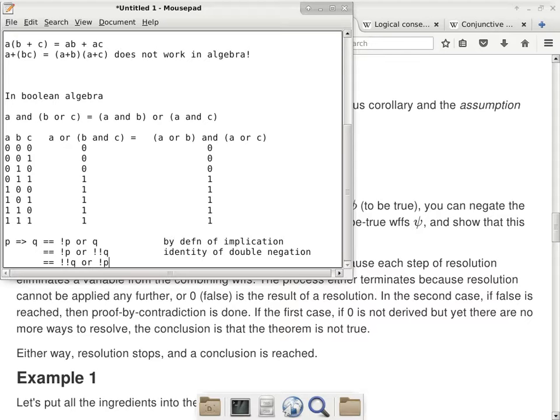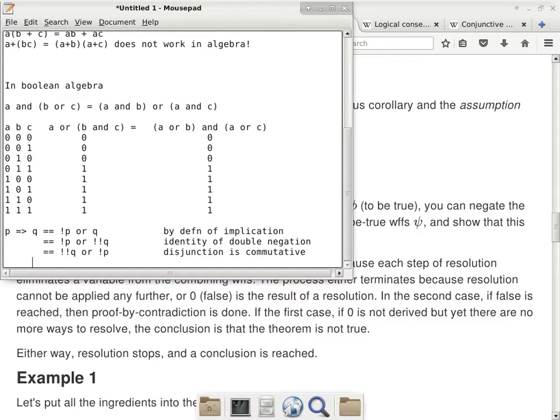1 or 0, 0 or 1. You can use a truth table. Yes, you can use a truth table again. So you can use a truth table to prove just about any axiom in Boolean algebra. Okay? All right. So this is using the fact that disjunction is commutative. Okay, there we go.